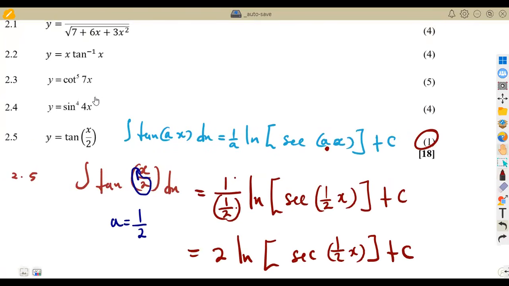What can just change is that this year, this question paper, it was a 4x. Next one is going to be 3x. Another one, they will put 2x. Another one is just going to be x. This was cot to the exponent of 5, 7x. Another question paper is going to be 5x. Another question paper, they will just put cot to the exponent of 5 of x. They just change like that.